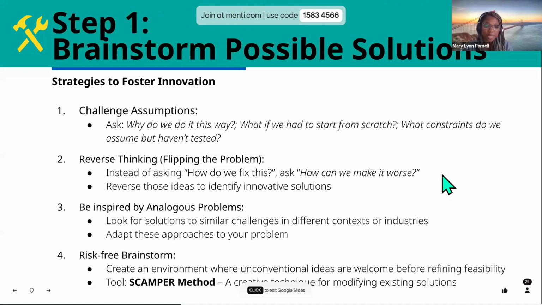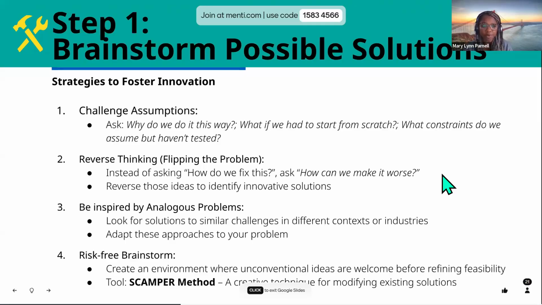And then the third one is being inspired by analogous problems. Analogous is kind of like similar problems, similar themes in other contexts or industries, and then adapting these approaches to our problems. And I'll show you an example of what I mean in the next couple of slides.